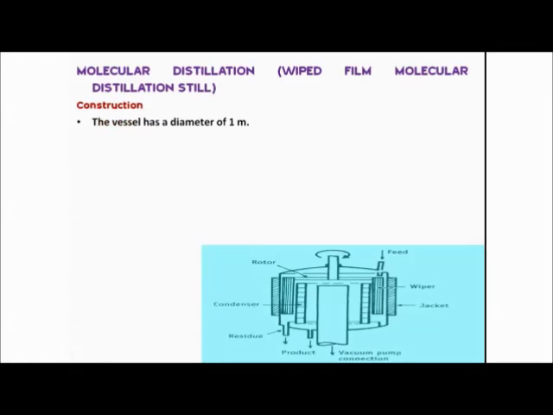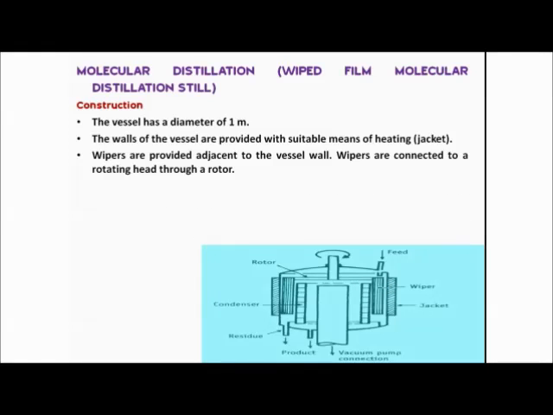So let's see the construction. The vessel has a diameter of 1 meter, right? Next, the wall of the vessel is provided with a suitable heating jacket. So this is the heating jacket here and here. These are used for heating the liquid. Next, the wipers are provided. These are the wipers. These are connected with a rotating head through the rotor. So these wipers can be rotated in a circular way as they are connected with the rotor.